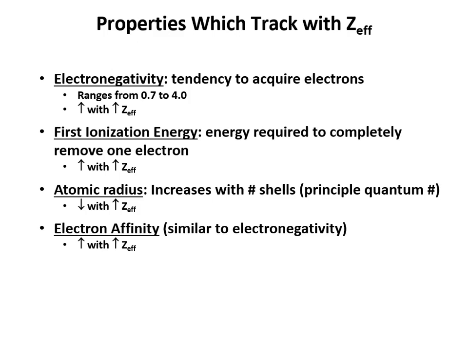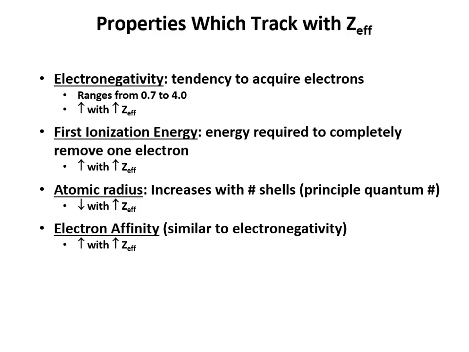So, what properties track with effective nuclear force? These are the foundations of what will become interatomic forces and the basis of chemical bonding. And they are all effectively related to one another. So the first one that tracks is electronegativity, which is a tendency to acquire electrons in order to complete that valence shell filling and reach a stable configuration.